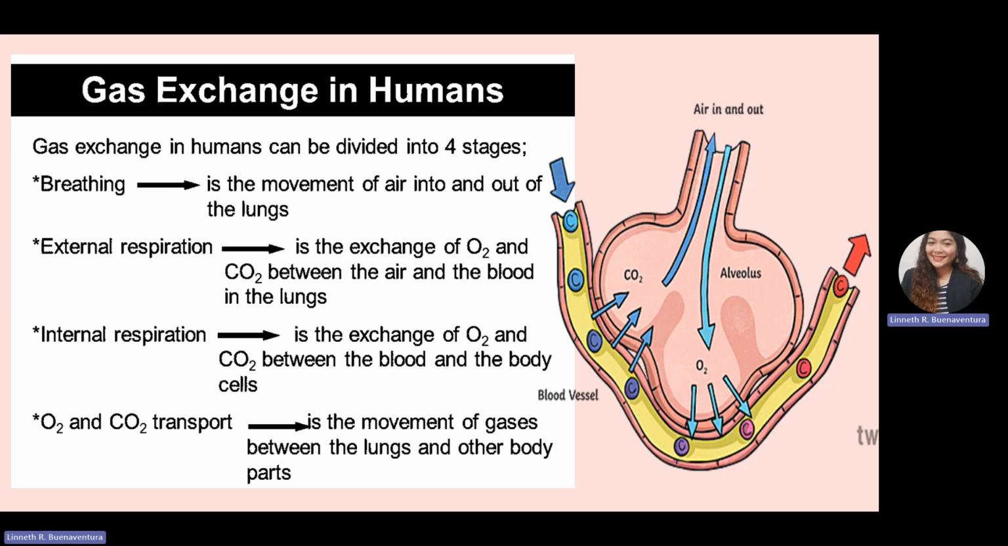It is followed by internal respiration. Once the oxygen is in the blood, the exchange of oxygen and carbon dioxide happens between the blood and the cells of our body. After that, we have the carbon dioxide and oxygen transport. It is the movement of gases between the lungs and other body parts.